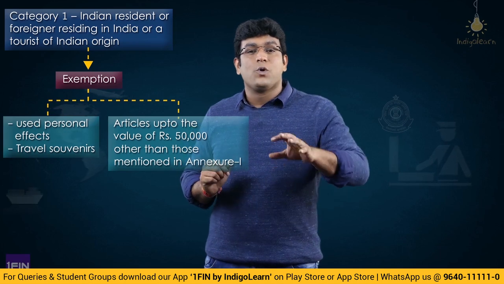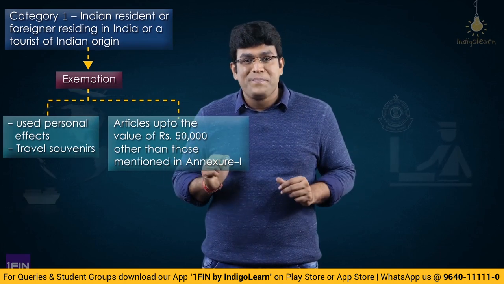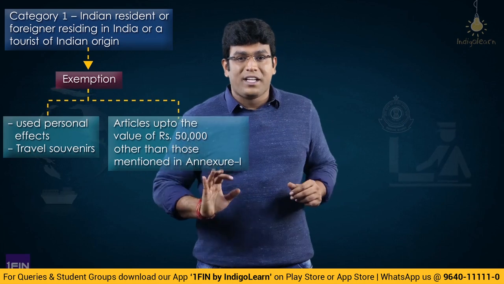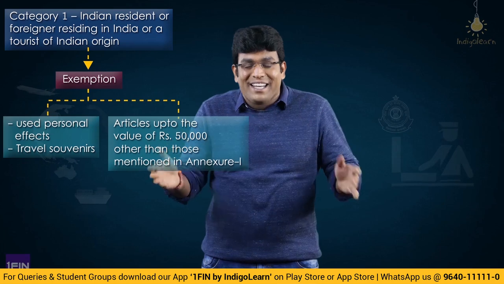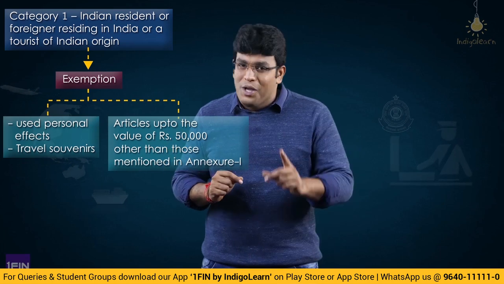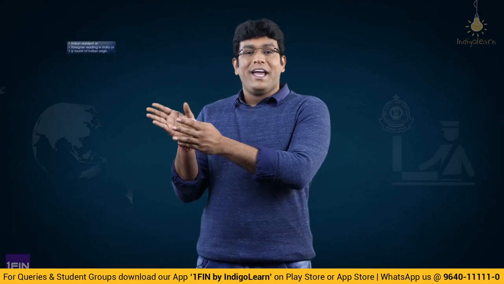50,000, other than those mentioned in Annexure 1. That means for Annexure 1 items, the limit of 50,000 will not apply. Now, what is Annexure 1? We'll talk in detail soon. Don't worry at all. Next. So that story is basically for Indian resident, foreigner residing in India, or a tourist of Indian origin.